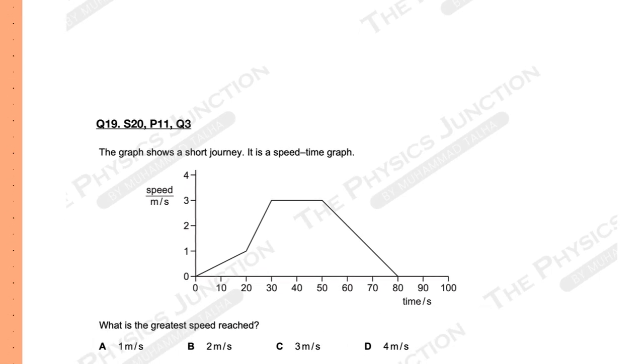Question number 19. The graph shows a short journey. It's a speed time graph. What is the greatest speed reached? This question is definitely easier than it seems. It's a speed time graph and you just need the greatest speed reached. So for this, you just see that the greatest speed is 3 meters per second. Never go up to 4.